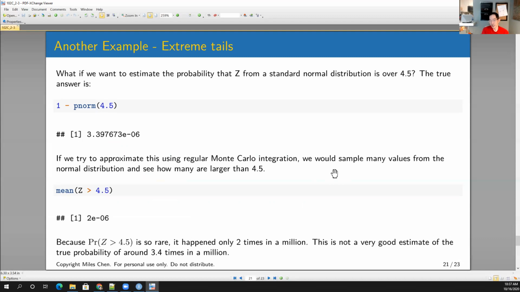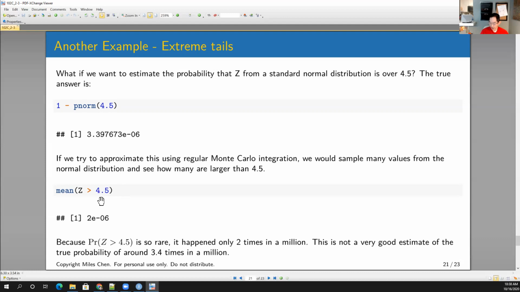All right, so here's another example. What if we wanted to estimate the probability that a random z from the normal distribution is over 4.5? So what's the probability of getting z greater than 4.5? That's going to be 1 minus pnorm of 4.5, and that's on the order of 3.397 times 10 to the negative 6. So about 3.4 times, or 34 times in 10 million. So this is a very small value.